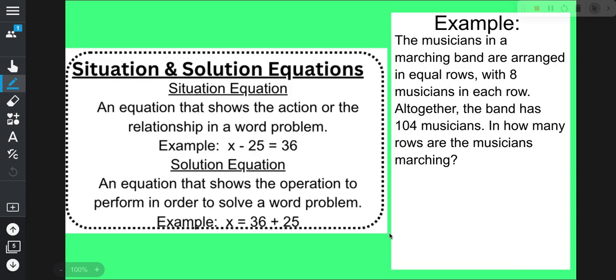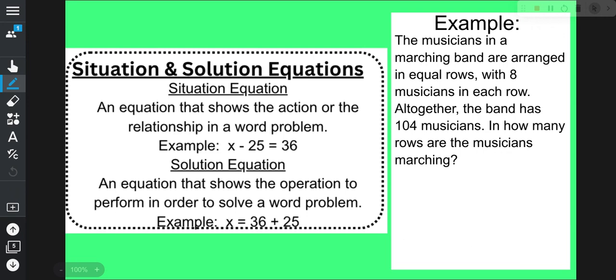The next thing we're going to talk about is situation and solution equations. The situation equation is how the problem is written. The variable will be within the problem. The solution equation then moves the variable to the end or the beginning on the other side of the equal sign in order to solve for that missing amount. So let's take a look at our example.